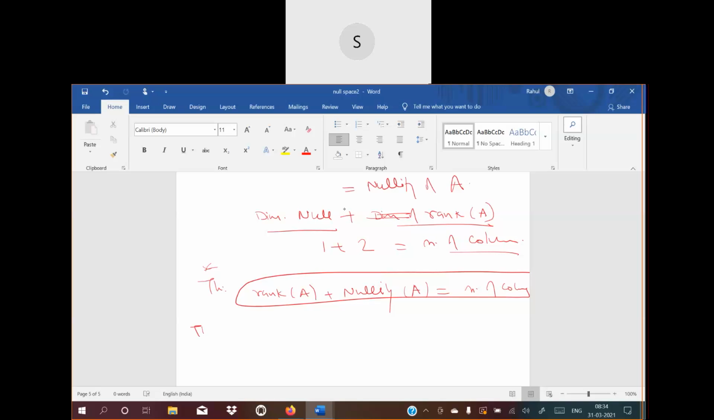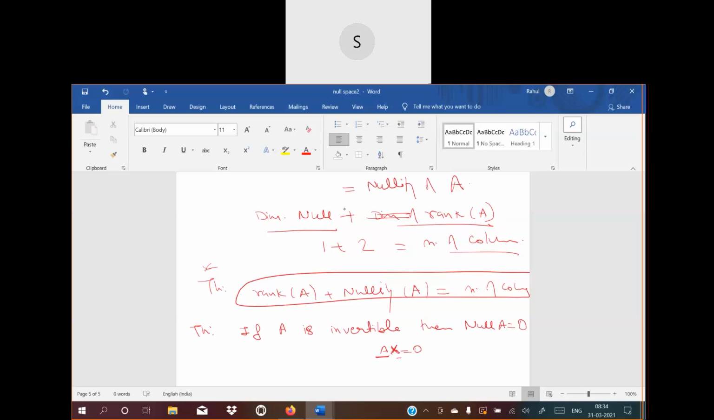Now there is another theorem which says if A is invertible, then null A is 0. Is it true? If A is invertible, now when we are talking about null space, we are actually in Ax equal to 0. When A is invertible, then the solution space is 0, and therefore null A becomes 0. Right. Now if you have any doubt, please ask me.